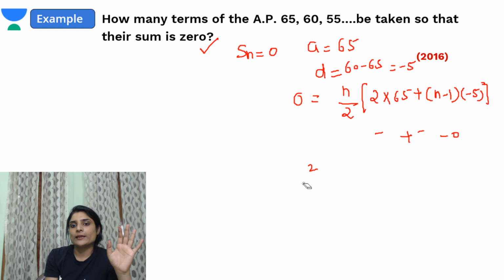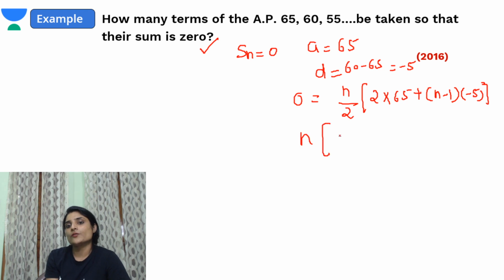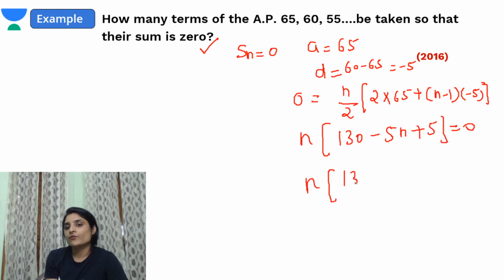Let's solve this one more time. I made some mistake. So what you need to do, you can multiply this n also. You will be getting 130 minus 5n plus 5 equal to 0. You will be getting how much? 135 minus 5n equal to 0. So you can get 5n equal to 135, so n equal to 27.